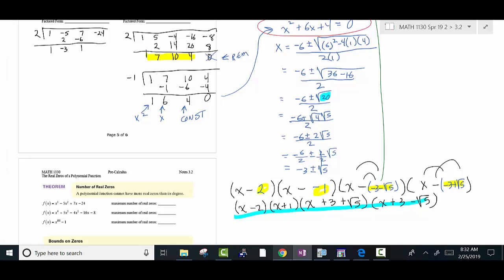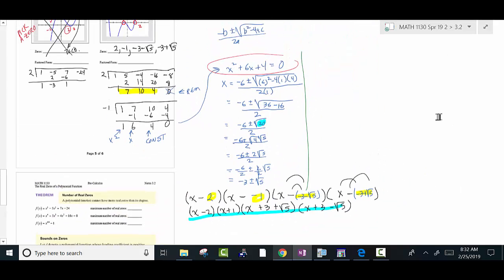So with that problem, when you have a 4th power, there can be quite a bit of work in getting those last 2 zeros. Yeah? So the highest term determines how many brackets there are. So there's 4 because it's x to the 4th?